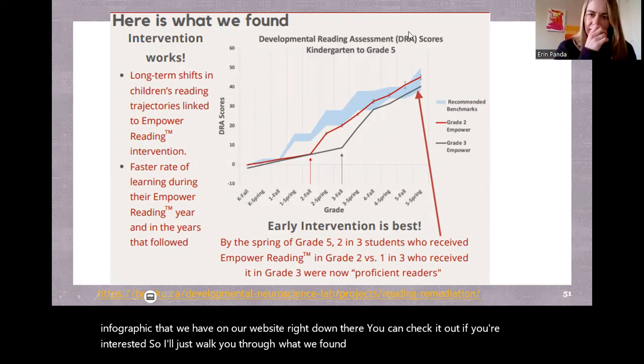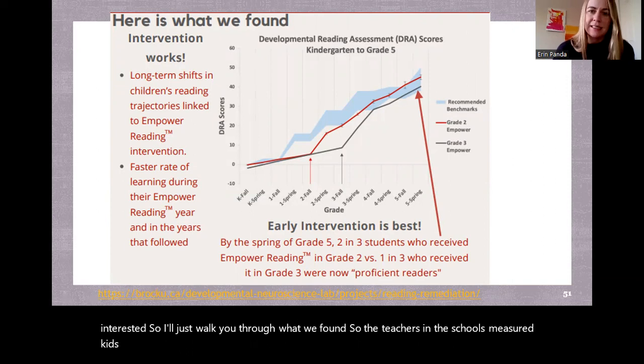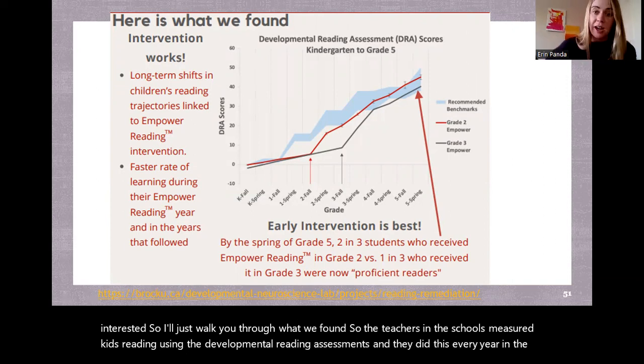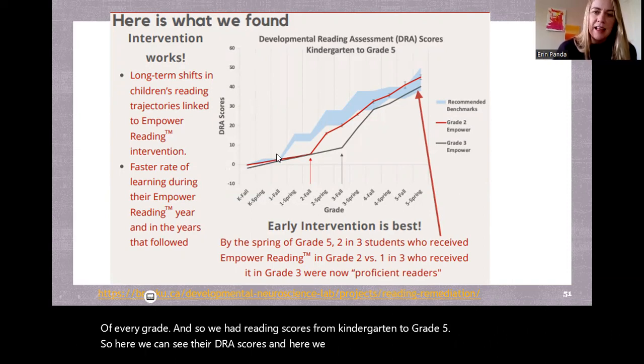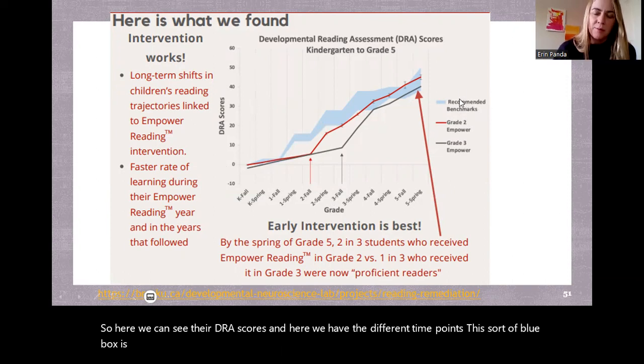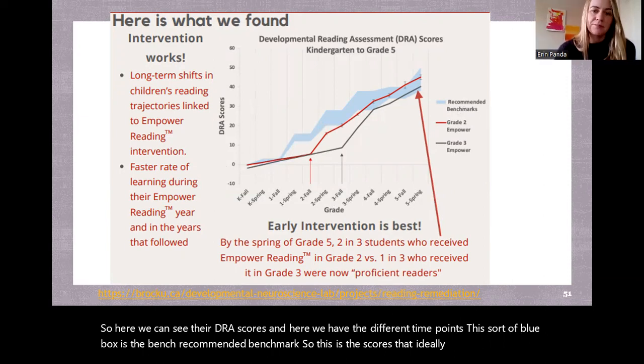So the teachers in the schools measured kids' reading using the developmental reading assessments, and they did this every year in the fall and in the spring of every grade. And so we had reading scores from kindergarten to grade 5. So here we can see their DRA scores, and here we have the different time points. This blue box is the recommended benchmark. So this is the scores that ideally kids would show at each grade.